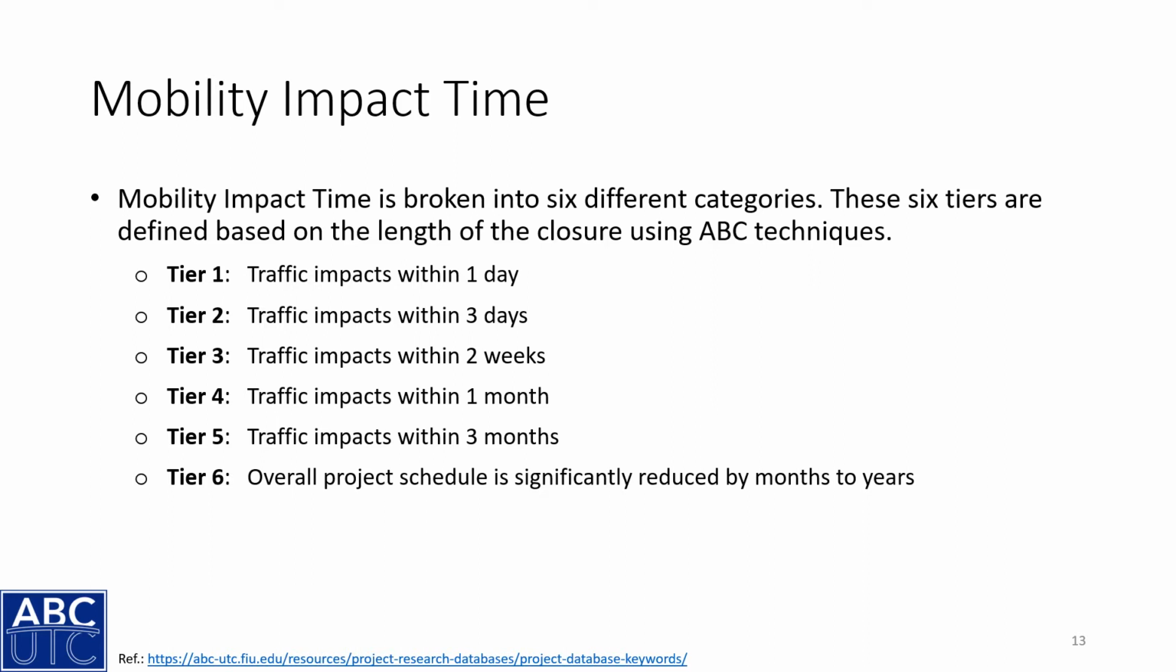Because mobility impact time is the most important metric with ABC, there are 6 different tiers that were defined, shown here. So tier 1 is when traffic impact is less than 24 hours, so within a day, and that steps up and increases until tier 6, where there's no specific or explicit time metric. It's just that the overall project schedule was significantly reduced by months or years compared to conventional construction.